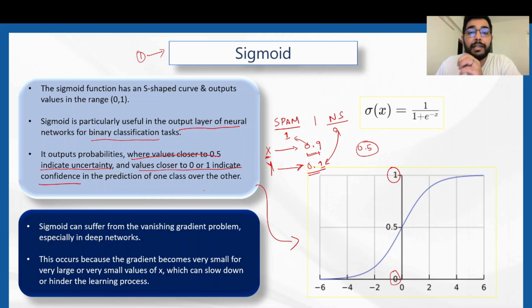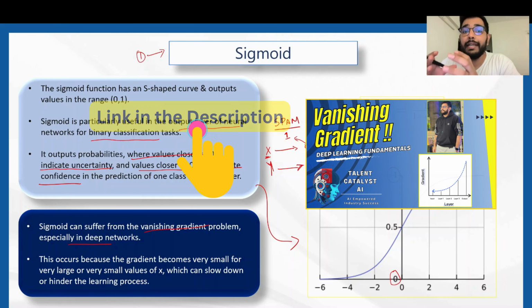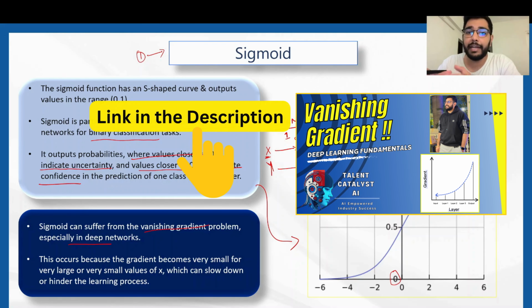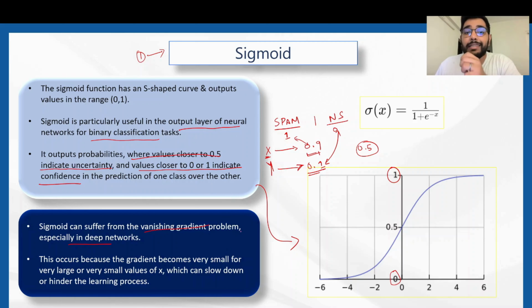One of the major drawbacks of the sigmoid activation function is that it suffers from the vanishing gradient problem, especially in deep neural networks. To understand in depth about vanishing gradients, please refer to my last video on the vanishing gradient problem. Since the gradient of a sigmoid function ranges between 0 and 0.25, which is a very small value, while backpropagating in the training process, the gradients become very small for very large or very small values of the input, which can slow down the process of training.